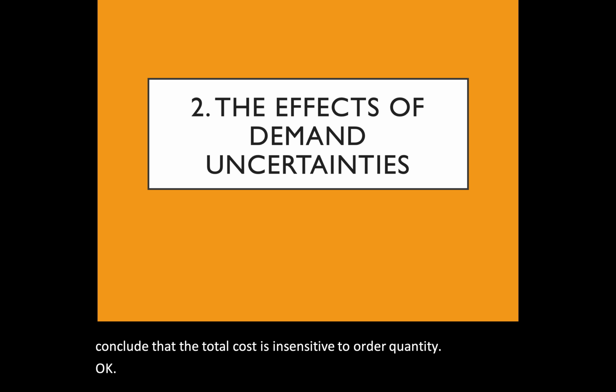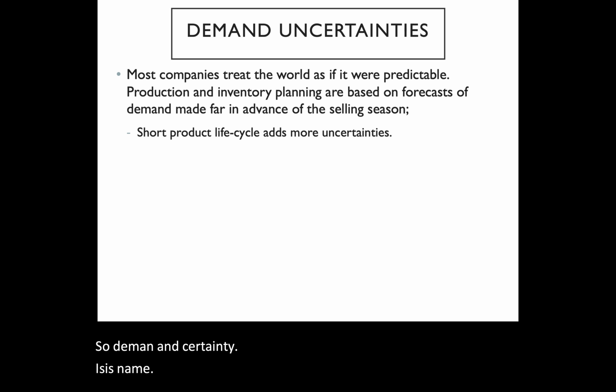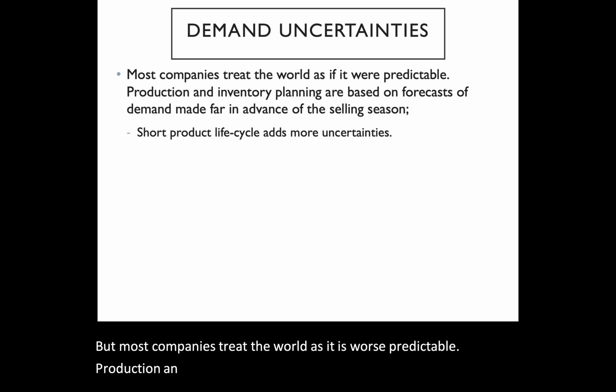Okay, so let's jump to the next section, the effects of demand uncertainty. So demand uncertainty, as its name suggests, demand is always uncertain, but most companies treat the world as if it was predictable. Production and inventory planning are based on forecasts of demand made far in advance of the selling season.